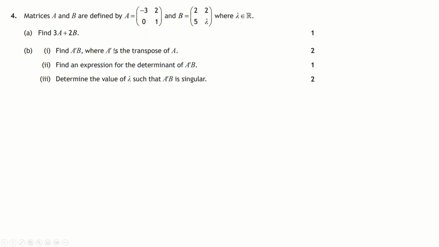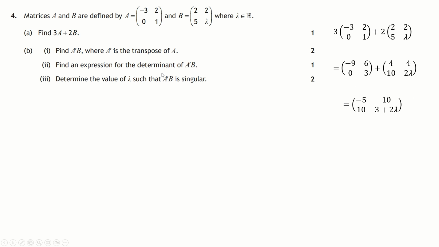Good. Question 4, part A, is literally just adding. Pretty straightforward. As your final answer. Part B, A transpose is this thing here, because to get a transpose of a 2 by 2 matrix, you take the first row, here minus 3, 2, and that becomes your new first column. So minus 3, 2 is your first column. And your second row, 0, 1, becomes your second column, so 0, 1. So A transpose B is this, and then when you multiply out, you should get this. So that is part I.